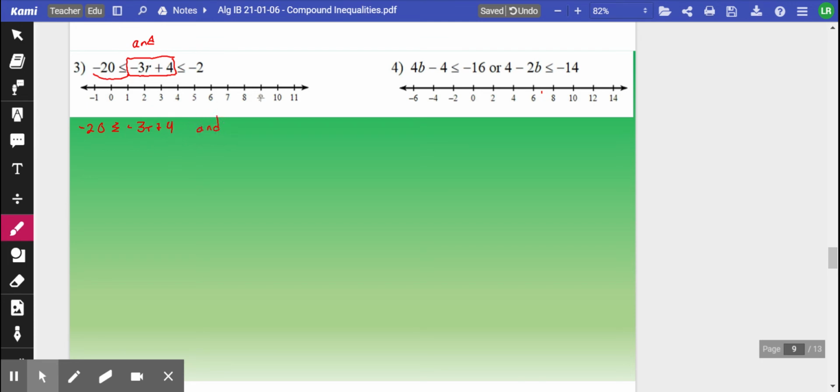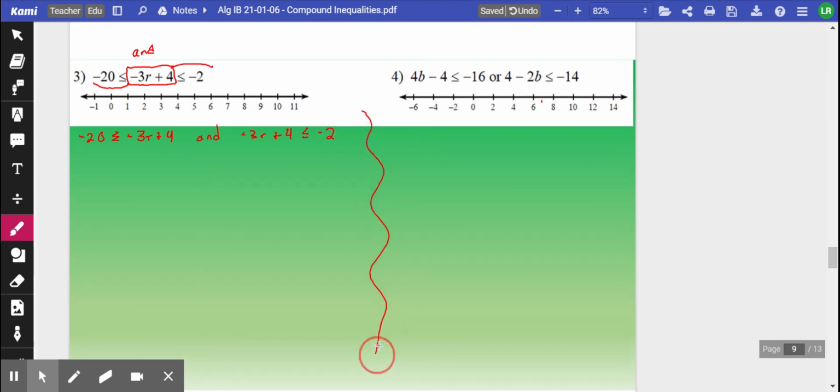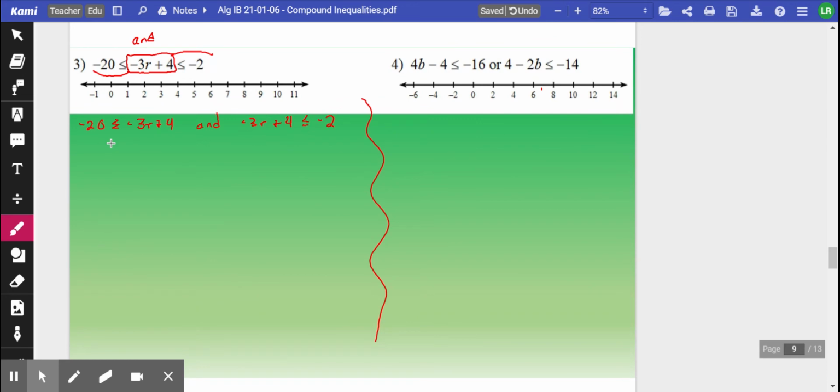And because it's an and statement, take the middle and the right. So I have -3r plus 4 is less than or equal to -2. And we're going to go ahead and solve these. So for this first one, -4 on both sides. I get -24 is less than or equal to -3r. Finish him. Oh, snap. I divided both sides by a negative, so I have to flip this inequality sign. I would have 8 is greater than or equal to r.